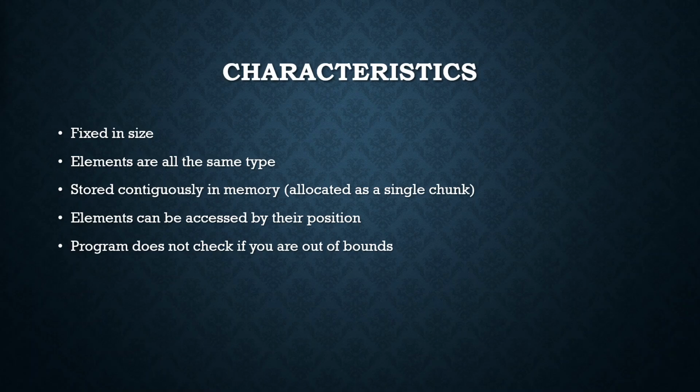First, let's look at their characteristics. They are fixed in size, meaning their size cannot be changed after declaration. Elements in the array have to be the same type. Arrays are stored contiguously in memory, meaning they are allocated as a single chunk. Elements can be accessed by their position, also known as their index. The program does not check if you're out of bounds.